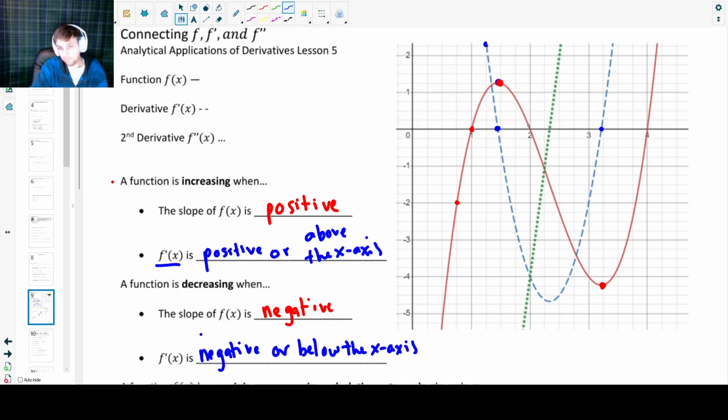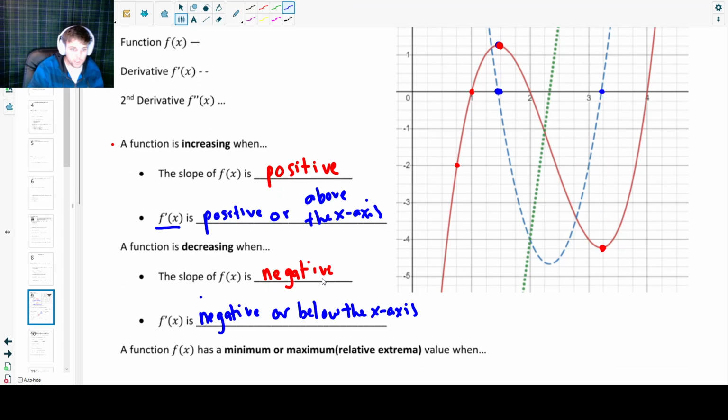And you can see here, between these values, between 1.5 and maybe around 3.25, the derivative graph is below the x-axis. All of these values are negative, and that lines up exactly with the intervals where our graph is decreasing, in between 1.5 and that 3 value.